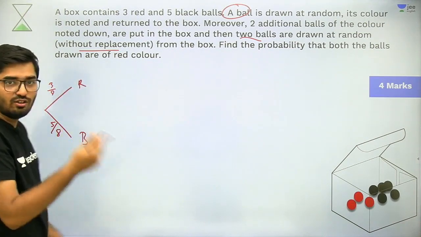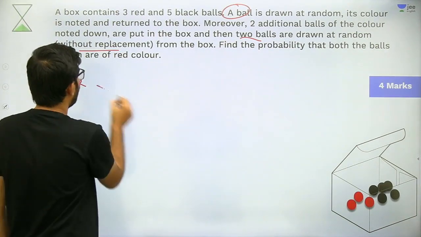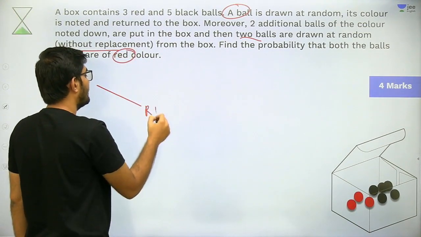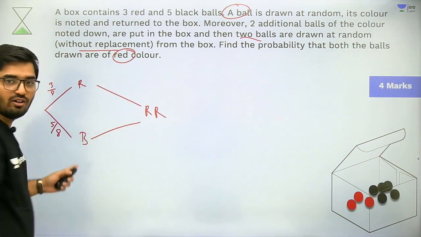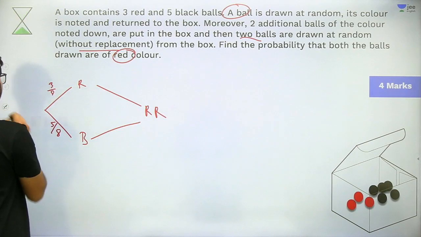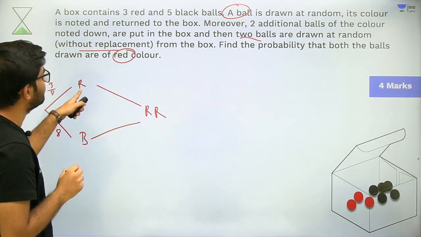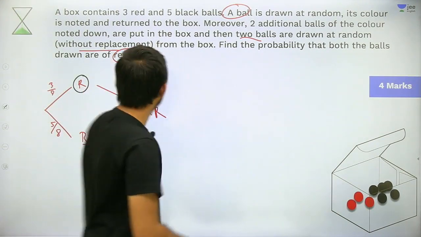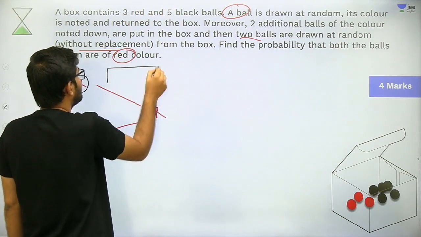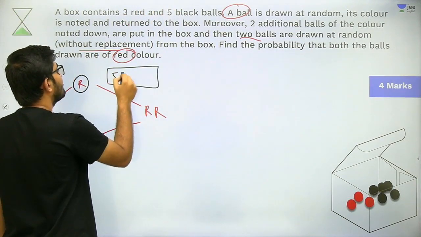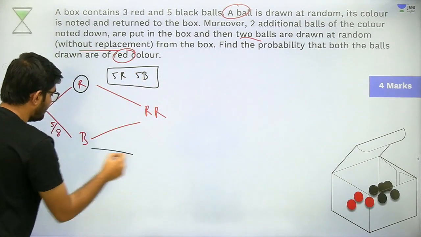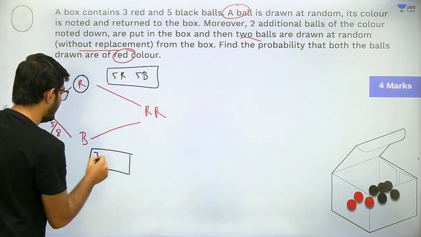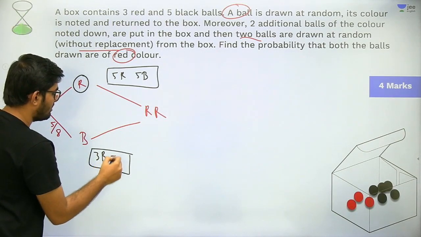This ball is returned to the box and 2 more balls are put. After that we want to find out the probability of getting both the balls of red color. So here I want red. After this you can get red, or after this also you can get red. Now after this, what will be the number of balls inside the box? Here we got red, so the number of red balls will increase by 2. Initially it was 3 red and 5 black, so now it will be 5 red and 5 black in this case. And in this case we will add 2 black balls, so 3 red and 7 black.